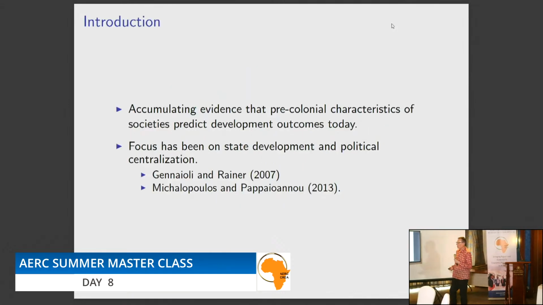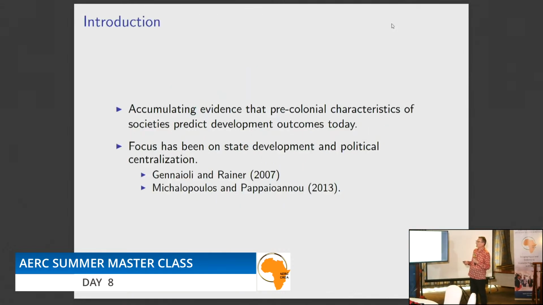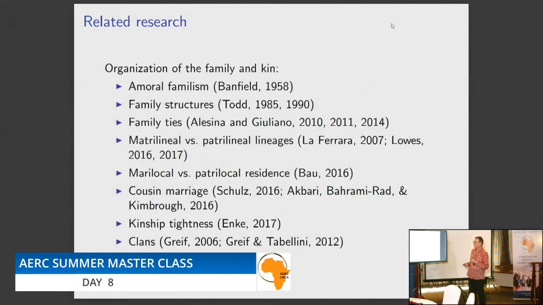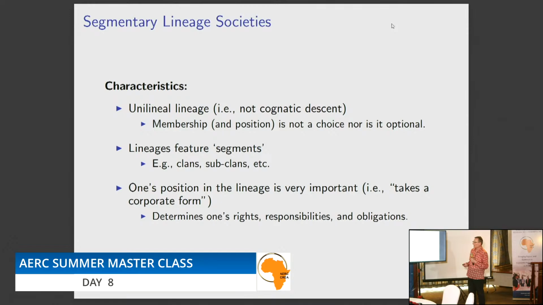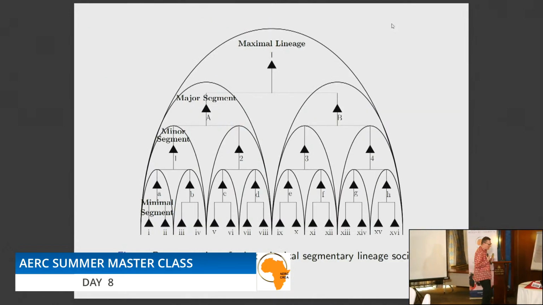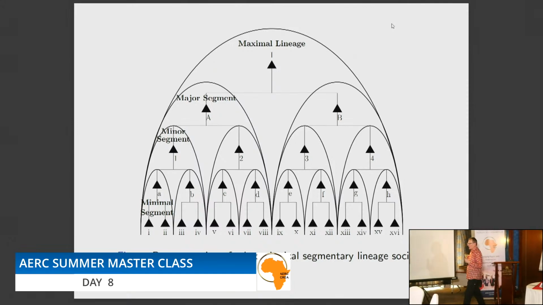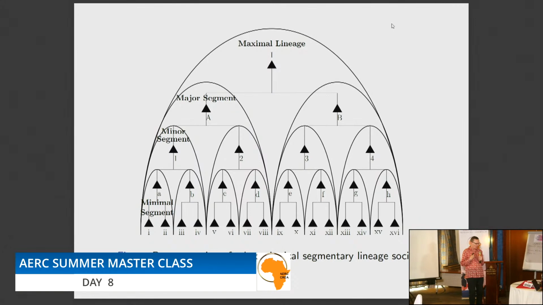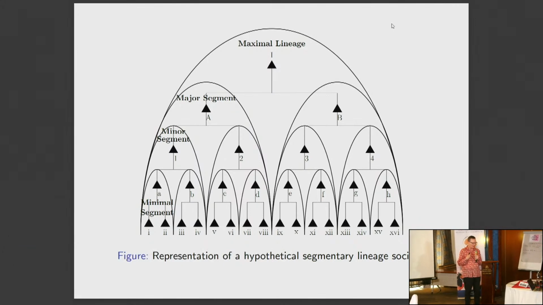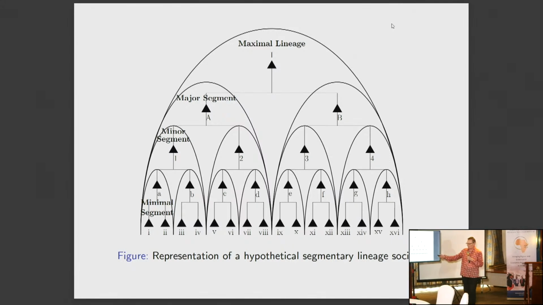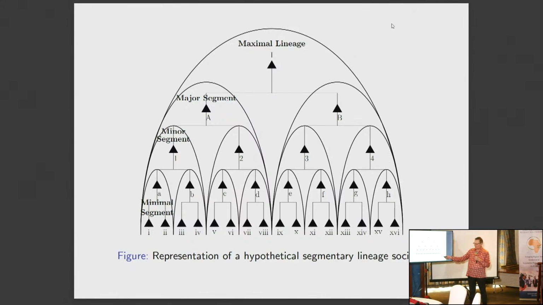So what were we interested in? Okay, I'm going to skip all of that, and I'm going to show you this. We were interested in a very famous paper written in the 1960s by Marshall Sahlins, who was one of the most famous social anthropologists. And Marshall Sahlins formulated a hypothesis about what he called a segmentary lineage society.